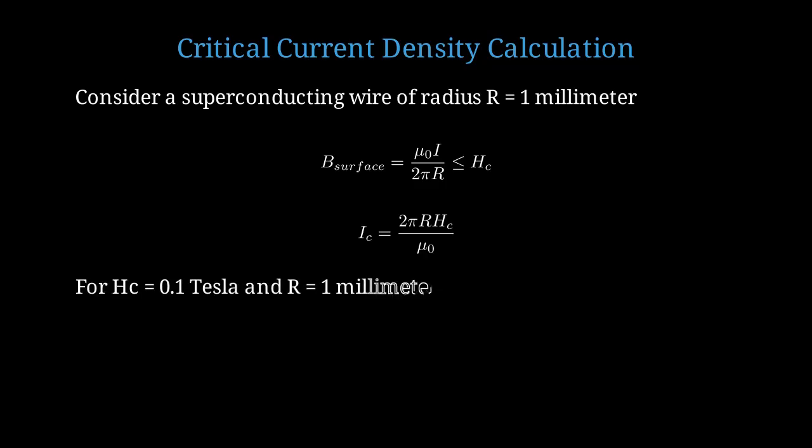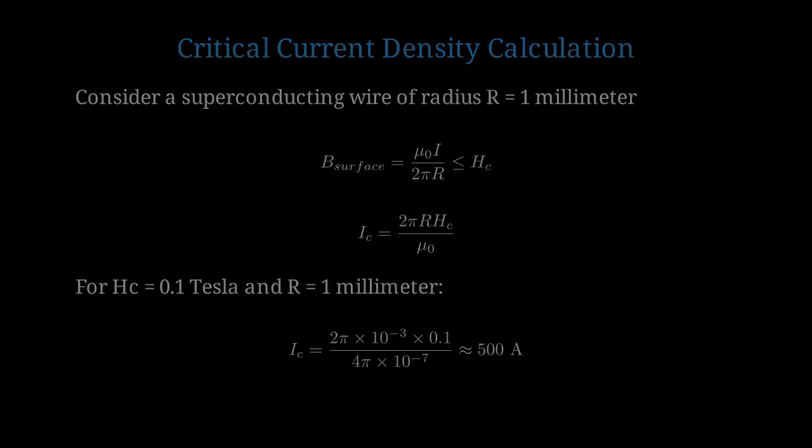Let's use typical values. Critical field Hc equals 0.1 Tesla, radius r equals 1 millimeter, or 10 to the negative 3 meters. Ic equals 2 pi times 10 to the negative 3 times 0.1 divided by 4 pi times 10 to the negative 7. This gives approximately 500 amperes. That's a substantial current for such a thin wire.